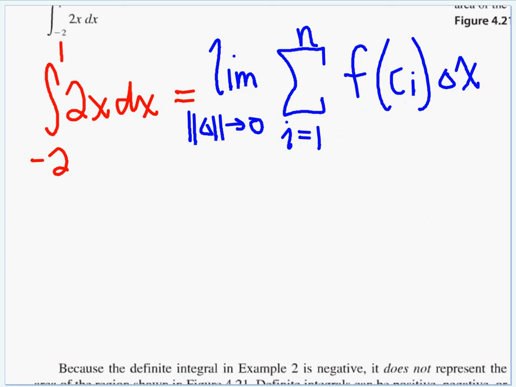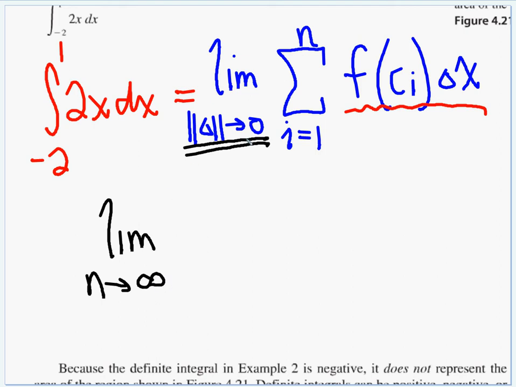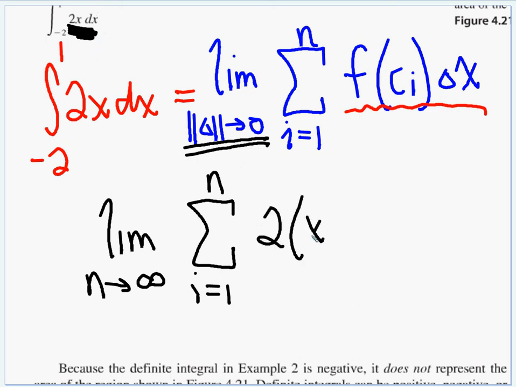Okay, I'll underline in red; we're still in function notation. Let's actually jump into the function. Remember, if the norm is approaching 0, that's the same thing as n going to infinity. So we can swap out the norm to 0 for n to infinity, and then we're going to have our summation from i equals 1 to n. Now our function is 2x, back up here in the upper left corner, that is 2 times x dx. So 2 times x dx.